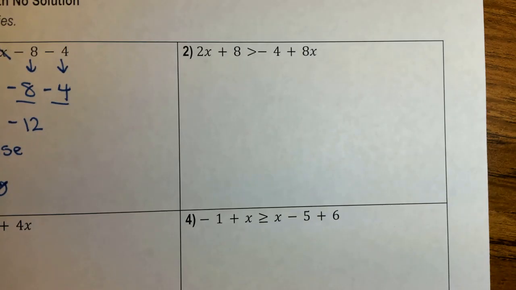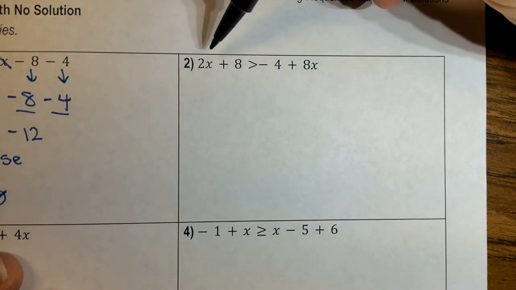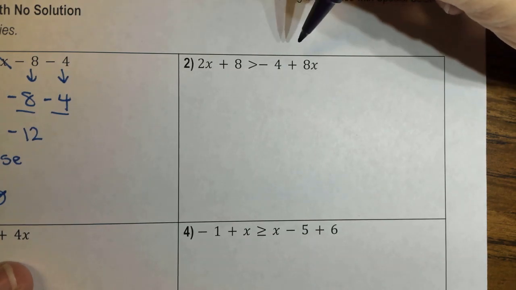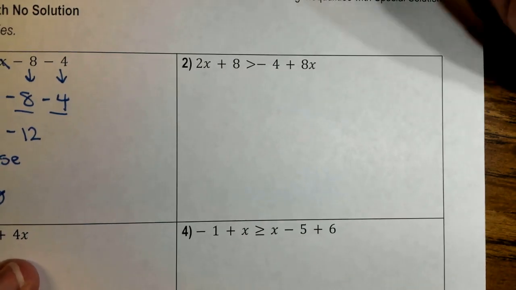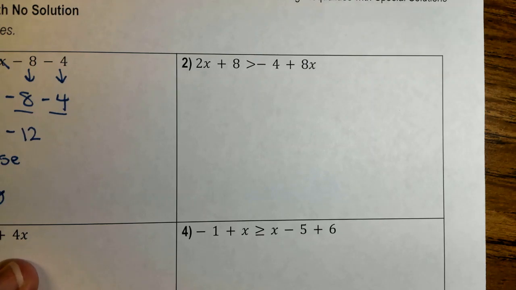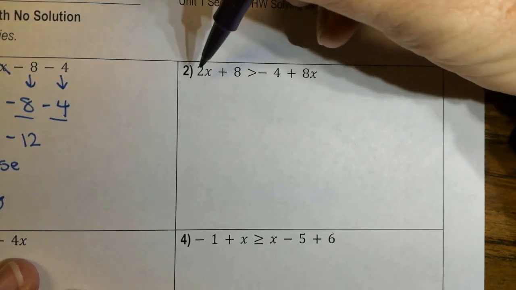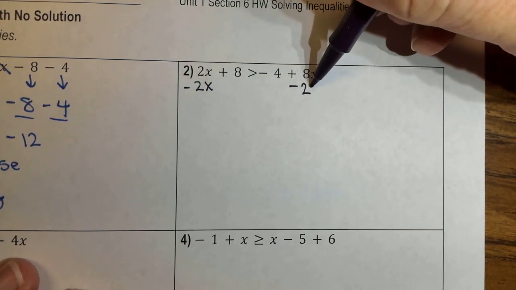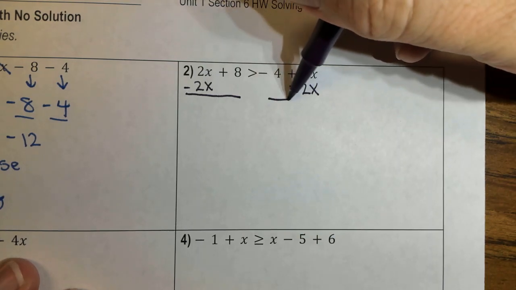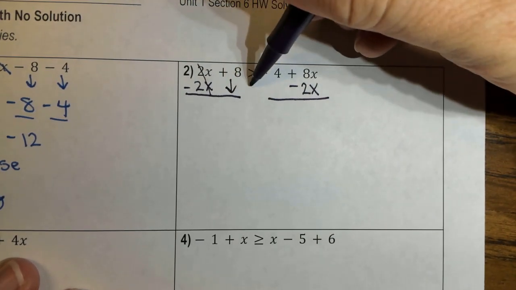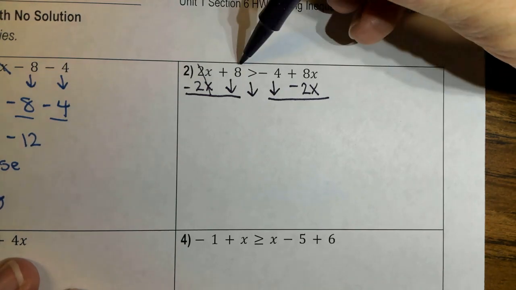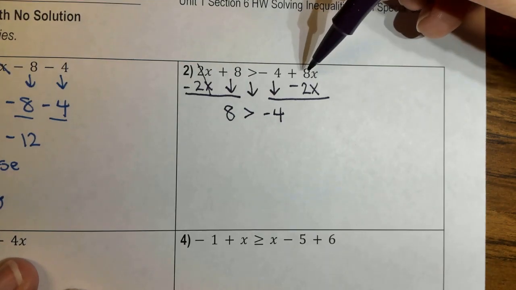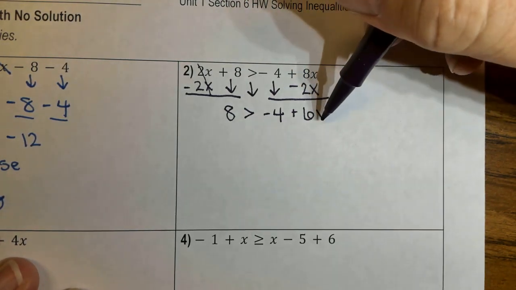All right, number 2. I have no parentheses, so no distribute. I can't combine like terms because they're on different sides. So I'm going to go ahead and start with moving my smallest x to the other side. Of course, between 2 and 8, my smallest x is 2. So I'm going to do minus 2x. Now I'm going to bring down everything that did not change. So I have 8 greater than negative 4. And then 8 minus 2x is 6x.